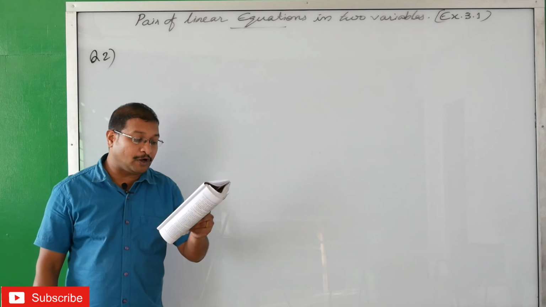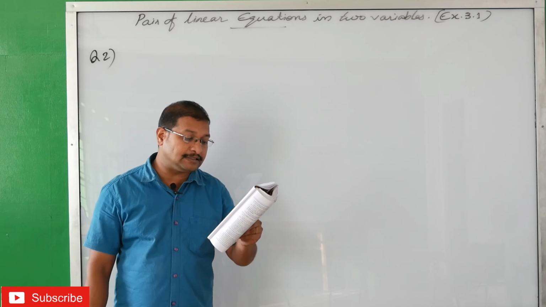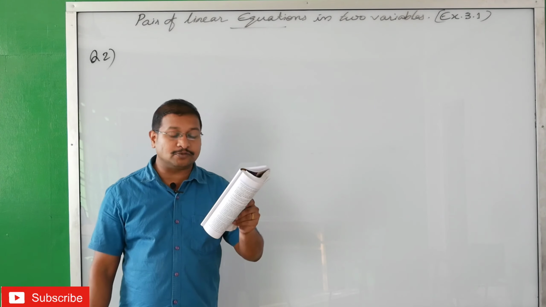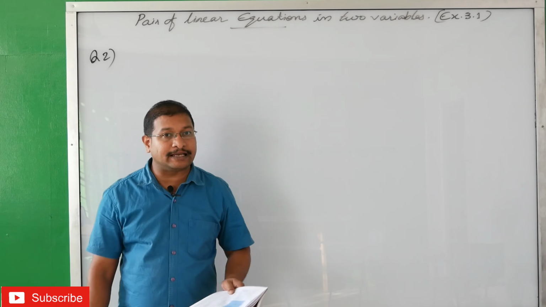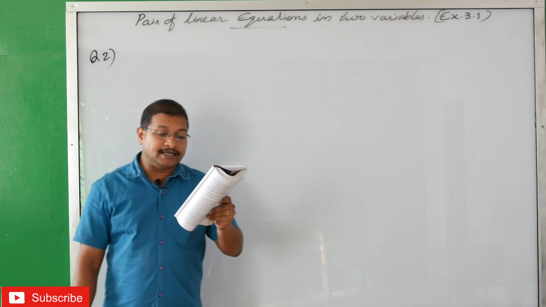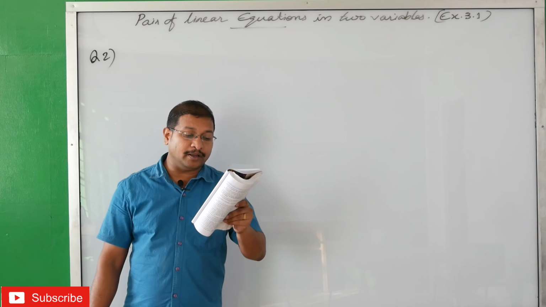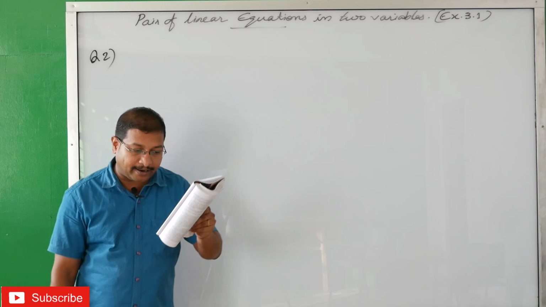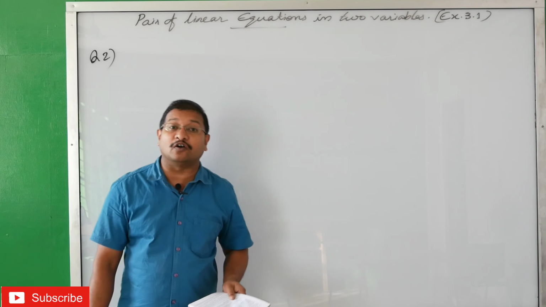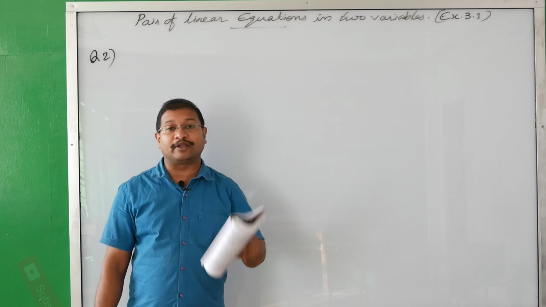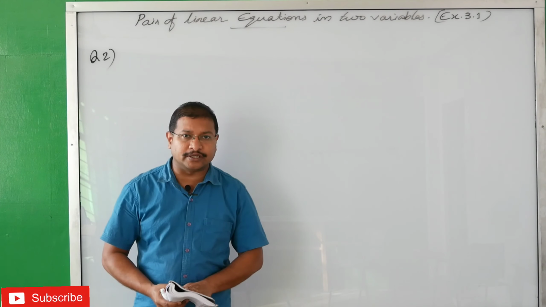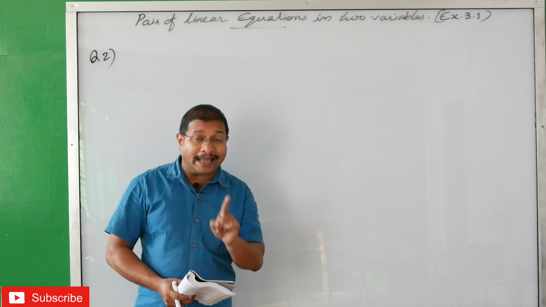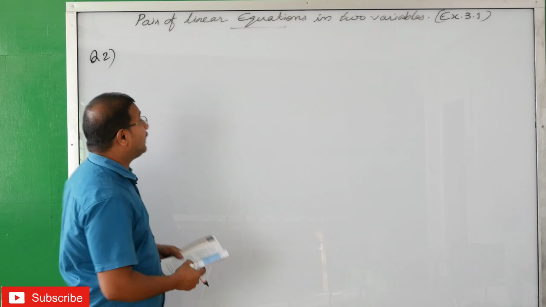Question number 2. The coach of a cricket team buys 3 bats and 6 balls for rupees 3,900. Later, she buys another bat and 3 more balls of the same kind for rupees 1,300. Represent this situation algebraically and geometrically. Ready? See the question. A coach buys bats and balls, isn't it? So what will you write?